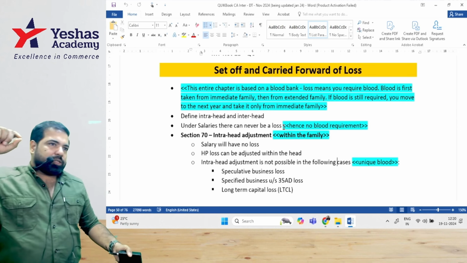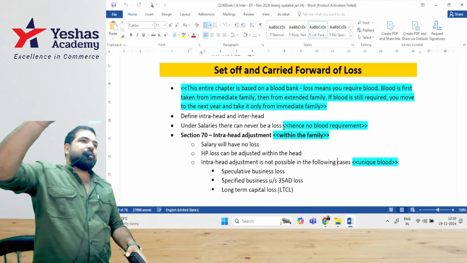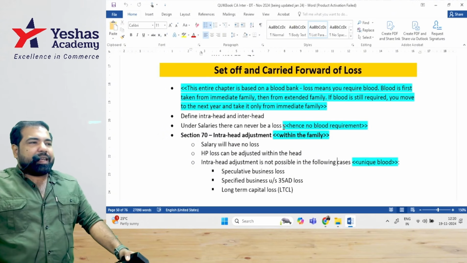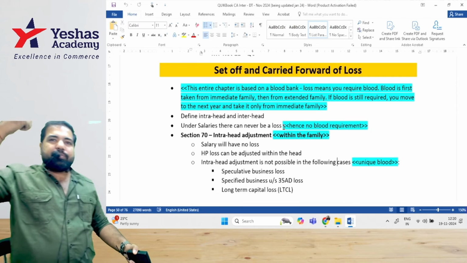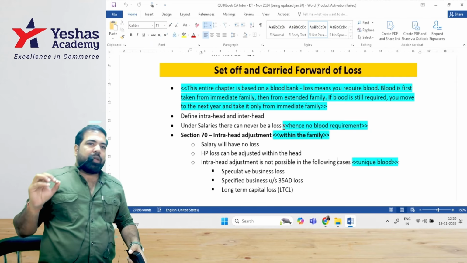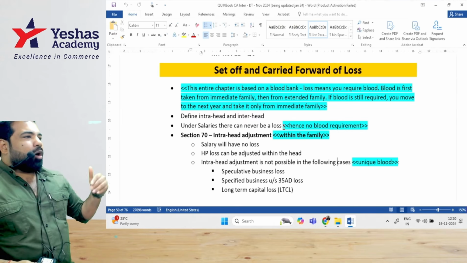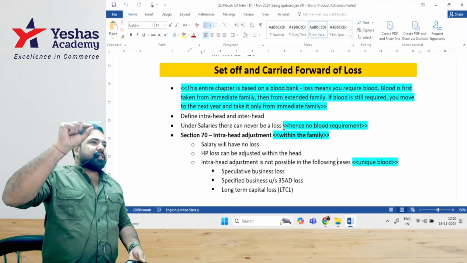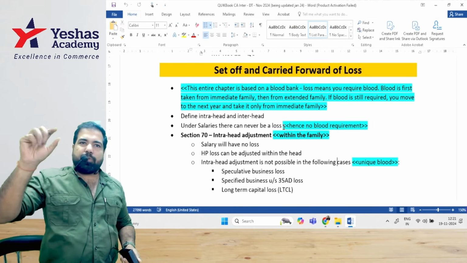But if there is loss in speculative and specified, example, 1 lakh loss. How much lakh? 2 lakh. And normal business has a profit of 3 lakh, guys. Can I set it off? No. Because, guys, these losses, speculative loss and specified loss, are unique blood. Unique blood basically means they can't go even within their family. Then how will these losses be set off? Speculative loss only against speculative profit and specified loss only against specified business profit.